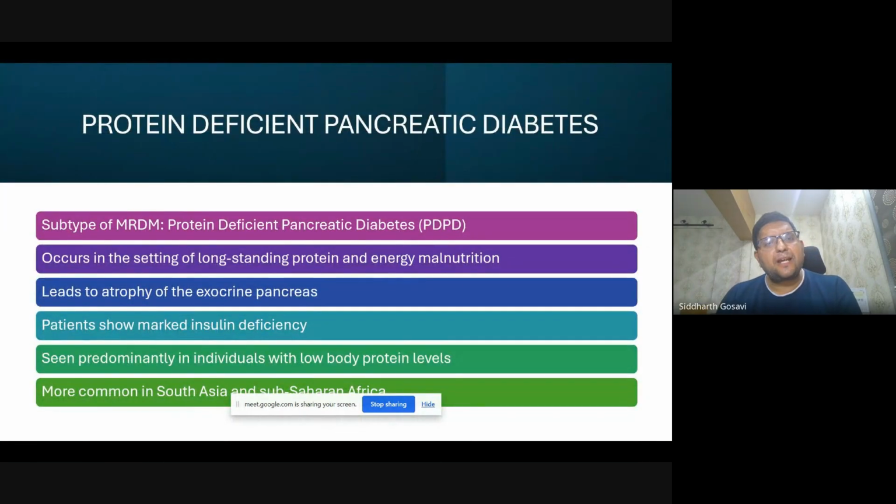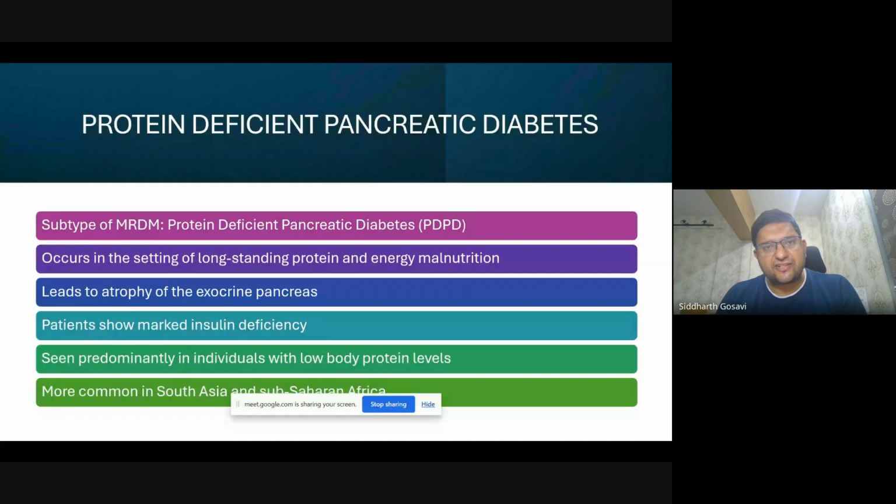There is also a subtype of MRDM, which is called protein deficient pancreatic diabetes. It occurs in the setting of long-standing protein and energy malnutrition, which leads to atrophy of the exocrine pancreas. There's marked insulin deficiency, predominantly seen in individuals with low protein intake, very, very common in South Asian countries and sub-Saharan African countries.